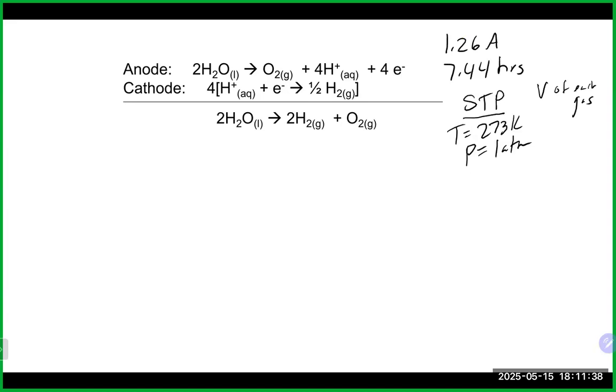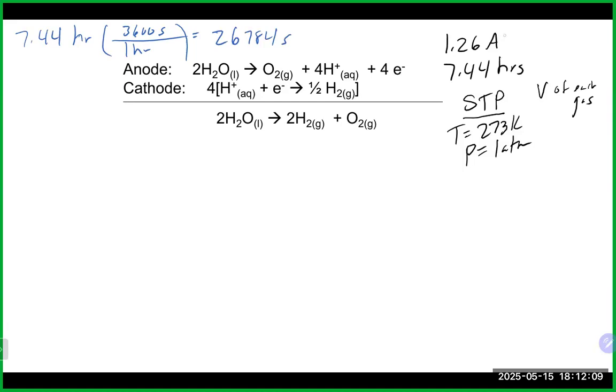Okay, let's take a look. In this case, since we're given the amperage and how long we ran the cell, we're going to go in the forward direction, working this problem. I'm going to do a little bit of conversions. I need seconds so everything cancels out correctly. So in hours, 3,600 seconds, and let's see, 3,600.